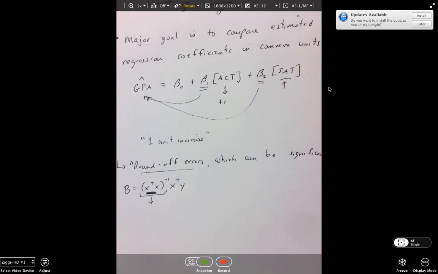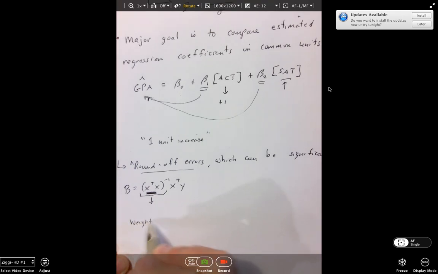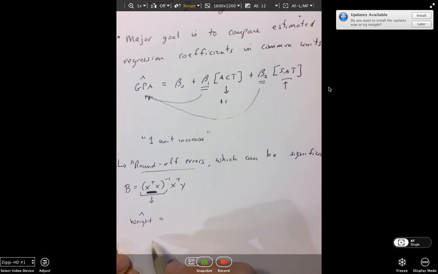Now, just to give you an example, what if I wanted to predict the weight of a child? And let's say, for example, that we're focusing just on 10-year-old kids. I'm just saying 10-year-old because that's how old my kids are. And we have an intercept model.